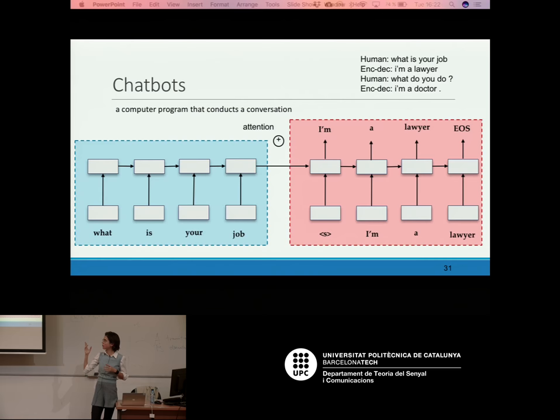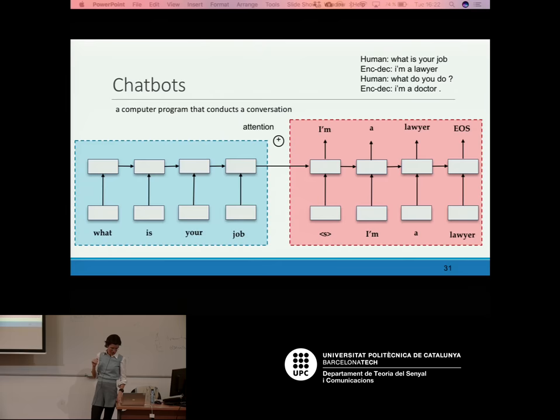One of these is chatbots, okay? Here in the case of chatbots, where you have a conversation with a machine, the user has an input sentence and the machine outputs a sentence, okay? So the training would be the same as in translation, okay? It's just that your question is your input language, your source language, and your answer is your target language, okay? So it's like a translation thing. So you can use this encoder-decoder with attention for this.